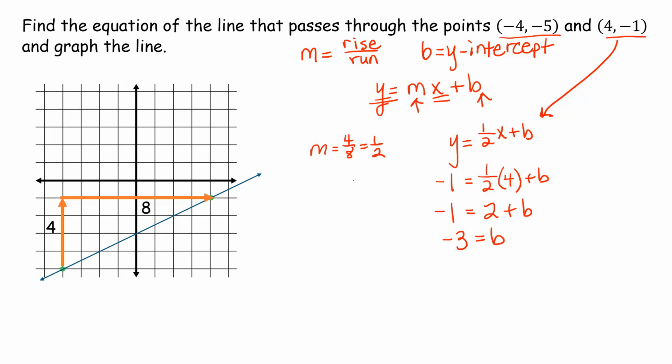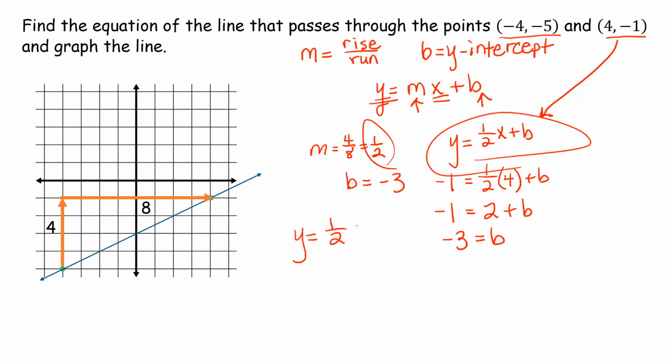So now I have my m, which is 1/2, I have my b, which is -3, and I can now go ahead and rewrite the equation again with the m and the b that I just figured out. So y equals 1/2 x minus 3 is going to be the equation of that line.